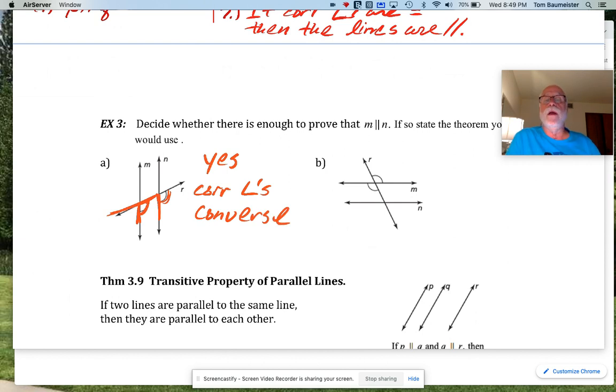On B, is there enough information? Let's see here. Since these are marked, I know they're vertical angles. But I would need something to show either alternate interior angles or alternate exterior angles, and line N doesn't have anything marked on it. So there's really not enough information here, so I would say no on that one.